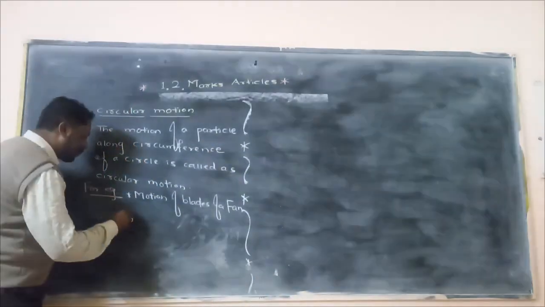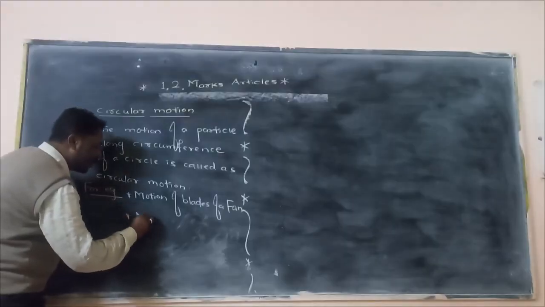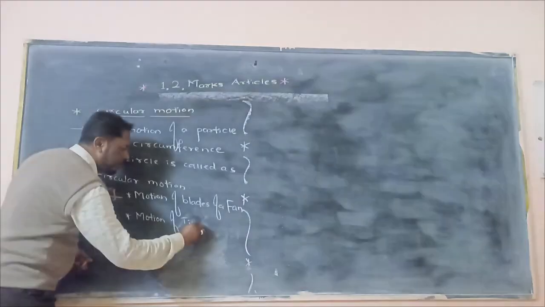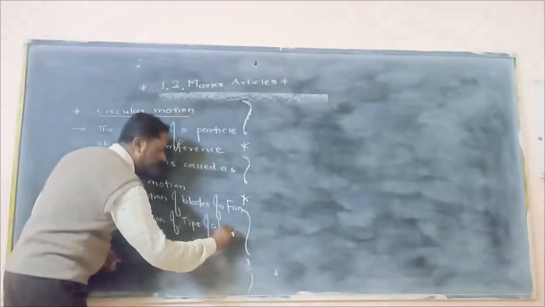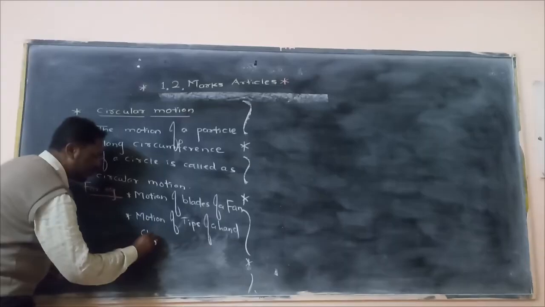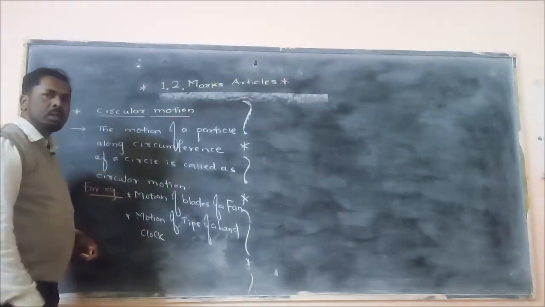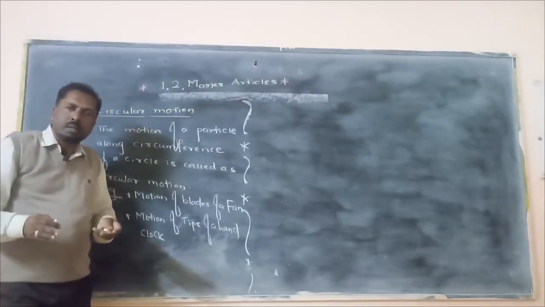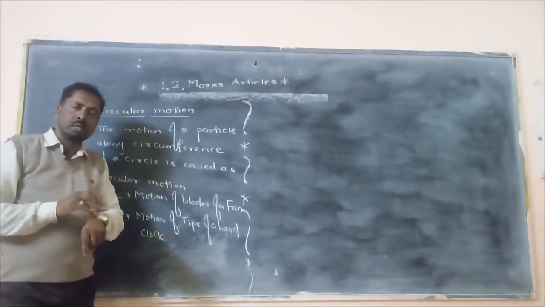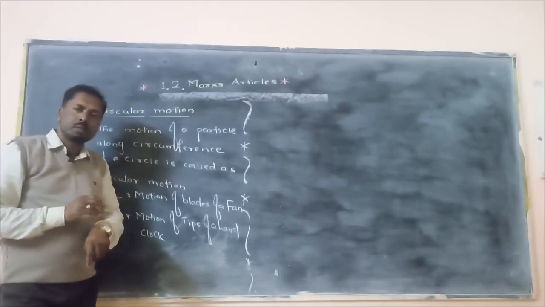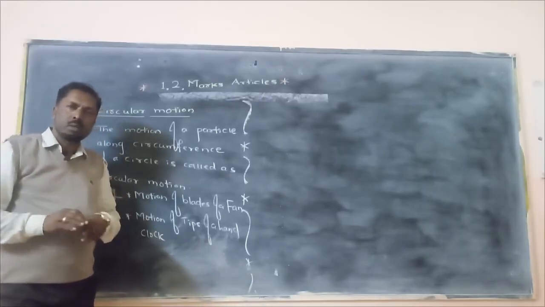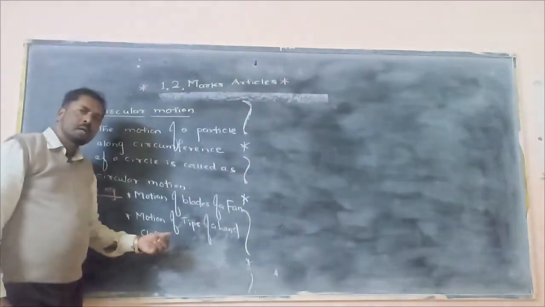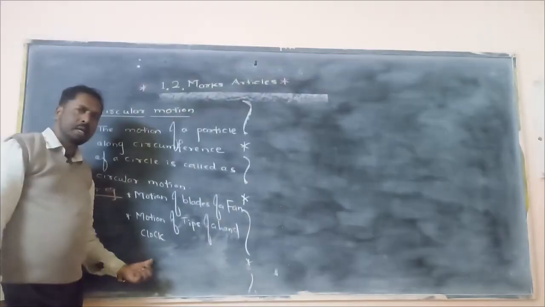Of the same type, the motion of tips of a hand clock. The motion of tips of a hand clock also varies. Whatever time I have in my hand watch, the same will not be in yours. It varies. That's why it is said the motion of tips of a hand clock.